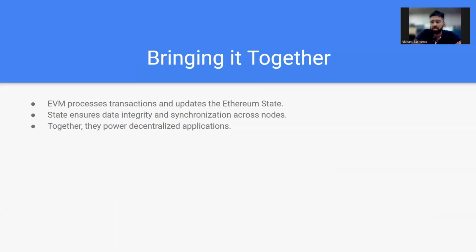But to bring it together, the Ethereum virtual machine processes transactions and updates the Ethereum state. And the state is a large data structure, in this case a Merkle-Patricia tree, which keeps account of all the accounts and their balances and the contracts that are present in the Ethereum blockchain. And together, they can power the decentralized applications that we see spreading around us.